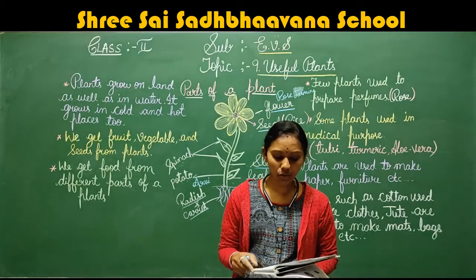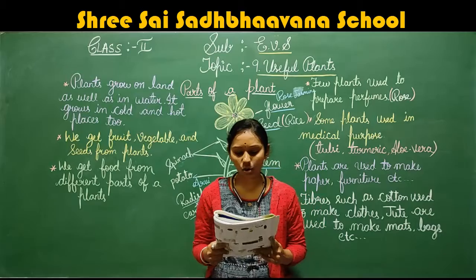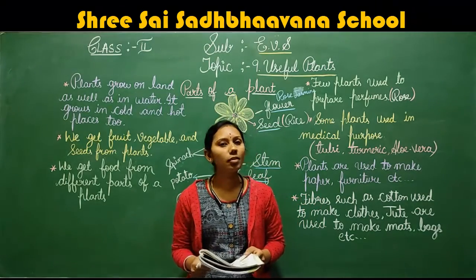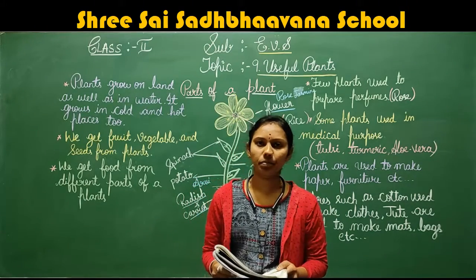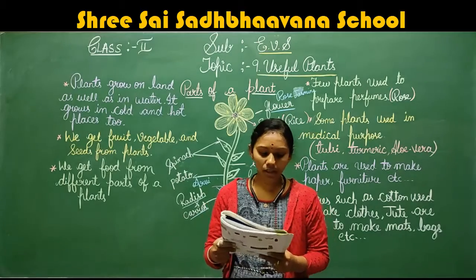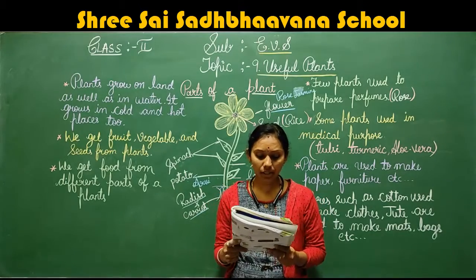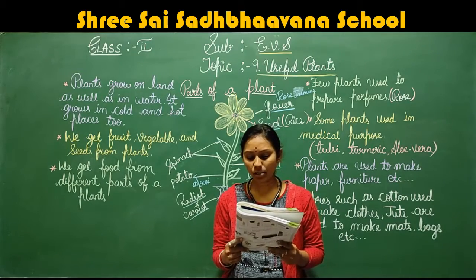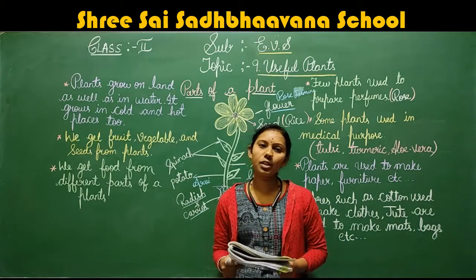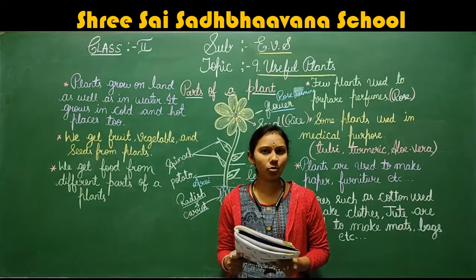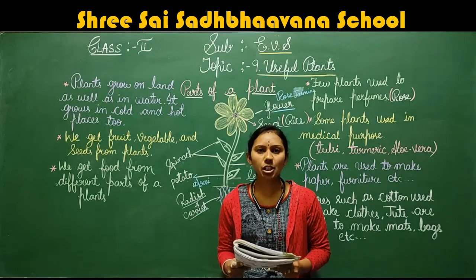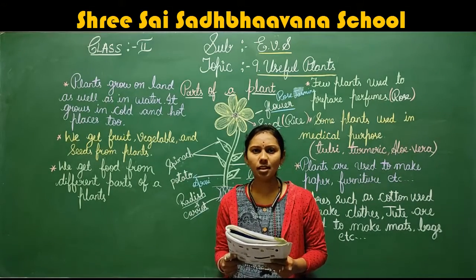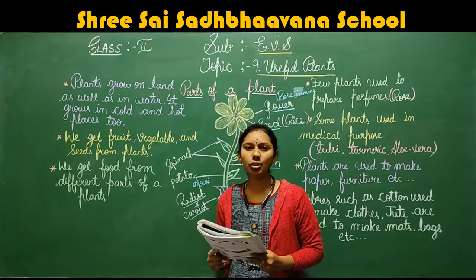Okay, understood children? What all will we get? Tea, coffee and sugar also we will get from the plants. Got it? Next, plants give us spices. Spices add flavor and taste to our food. From the plants, what are we getting? Spices. Spices, have you seen? Okay, tell your mama to show that.